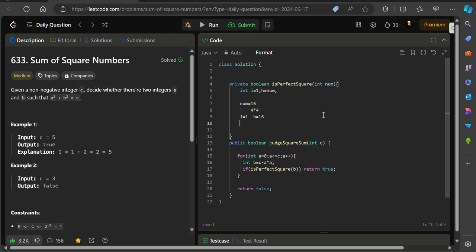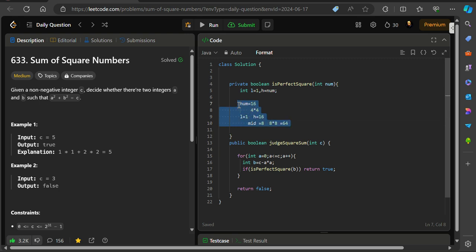Now let's say my mid is at 8, right? If I do 8 cross 8, then it is 64, right? Now 64 is greater than 16. So my answer will always lie in the left subpart. So this is how the binary search approach comes to our mind.